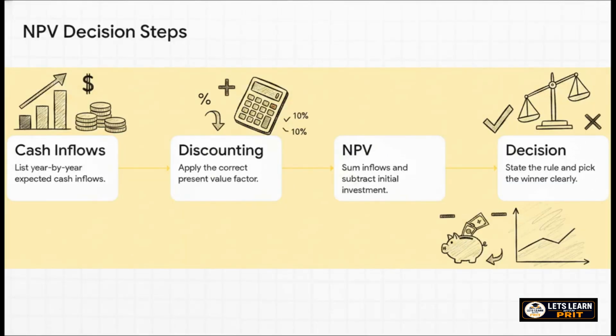To completely nail question 5, just follow this exact sequence on your calculator. Step 1. List out the expected cash inflows year by year. Step 2. Multiply each year's inflow by the correct present value discounting factor. Step 3. Sum them all up and subtract your initial investment. That gives you your NPV. And step 4. Write down your final decision clearly so the examiner can't miss it.